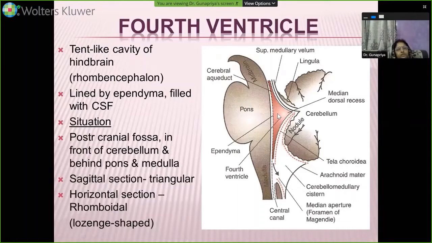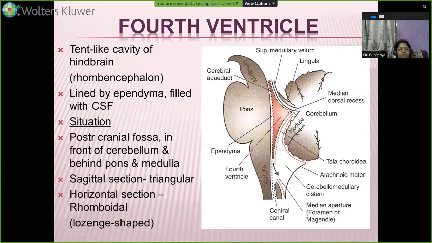It is situated in the posterior cranial fossa. Obviously the brainstem and cerebellum are all situated in the posterior cranial fossa in your cranial cavity. So it is positioned in front of the cerebellum and behind the pons and medulla, between the pons and medulla in front and the cerebellum behind.